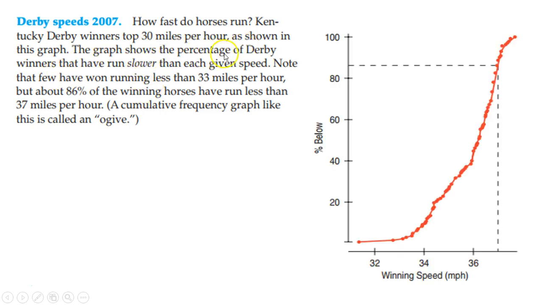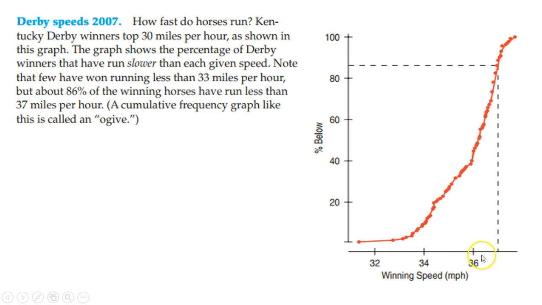The graph shows the percentage of Derby winners that have run slower than each given speed. Note that few have won running less than 33 miles per hour. But about 86% of the winning horses have run less than 37 miles per hour, right? So few have run, right? And then their speed, this is percentage below. Most winners were racing above 36-ish miles per hour, right?